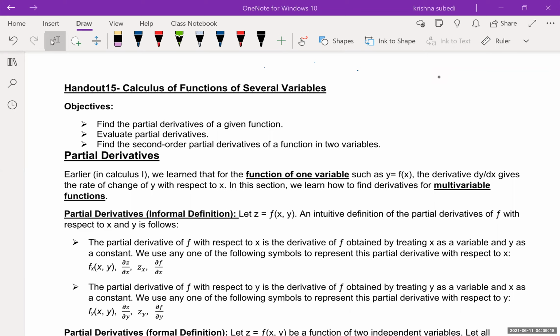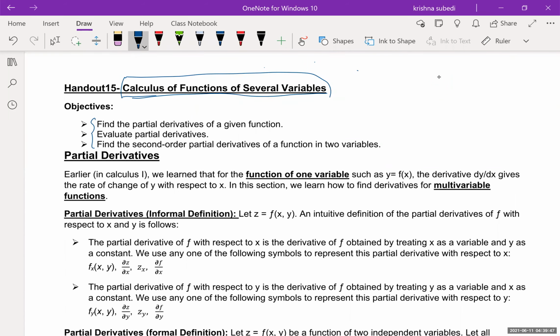So the topic for today's lesson is calculus of functions of several variables. Calculus means you know that it involves derivative and integration and so on and so forth. But in today's lesson, we will focus our attention on the derivative part, okay? Derivative of functions of two or more variables. So here is the goal.